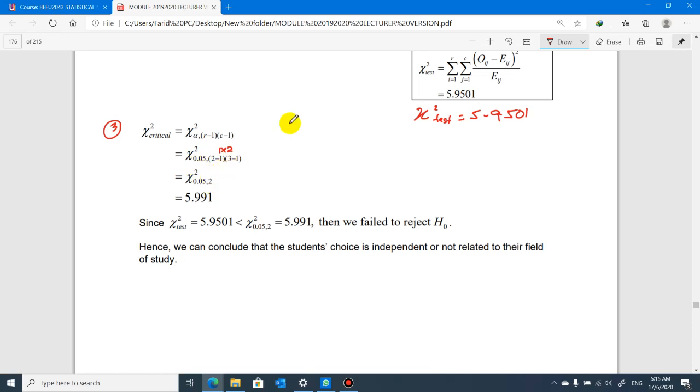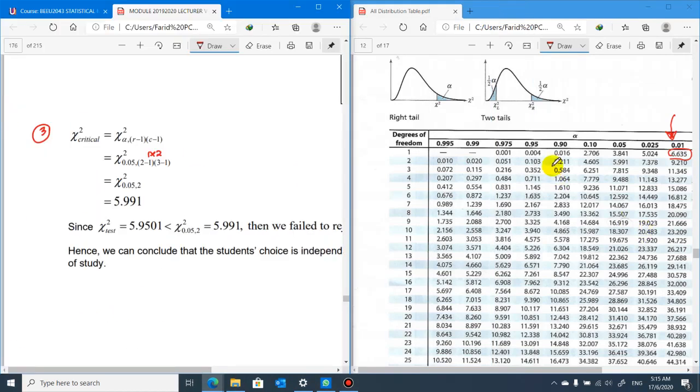Okay, now kita akan check daripada table. So 0.05, now dekat bahagian sini pula, and then 2 chi square independent, and degree of freedom, 5.991. So 5.99.